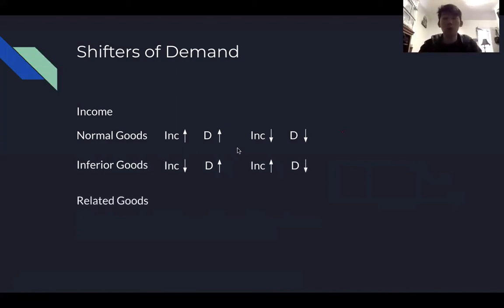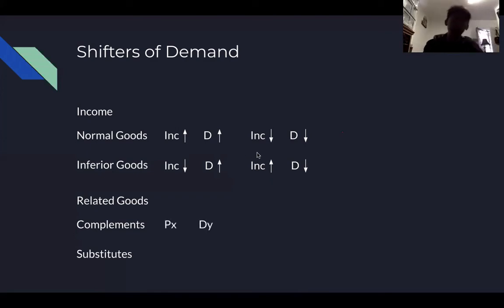We also have something called related goods. Related goods come in two types: complements or substitutes. The demand changes depending on the effect of one good, and we're looking at the demand of another good. So we'll do things in terms of X and Y. The price of good X is the related good, and the demand of Y is what we're looking at.